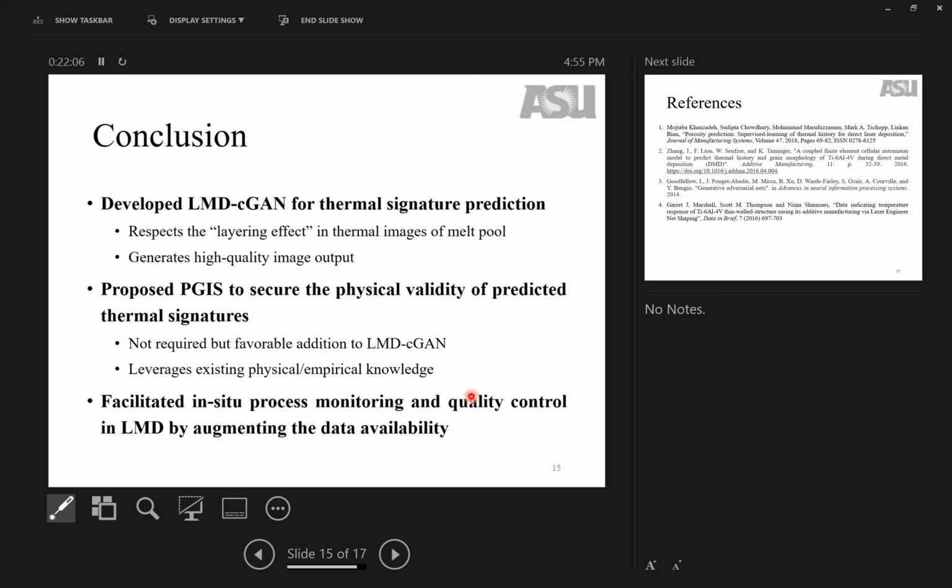Now, I'd like to conclude my talk today. The LMBCG model is developed for thermal signature prediction, and we propose the PGS to secure the physical validity of the predicted thermal images. Of course, this whole work has facilitated in-situ process monitoring and quality control by augmenting the data availability. Overall, this research has been completed, but there are some very interesting future directions that I'd like to look at in the near future.